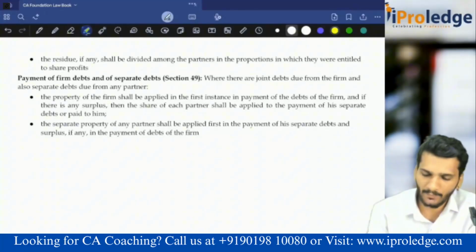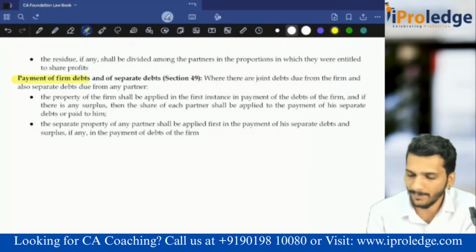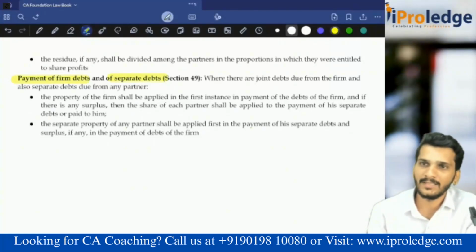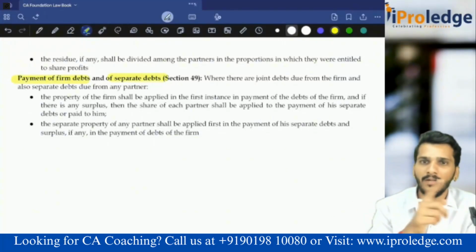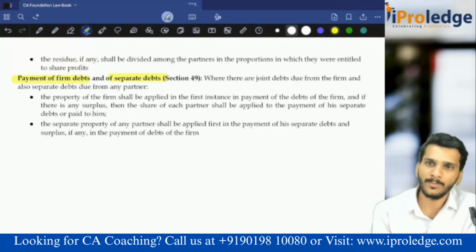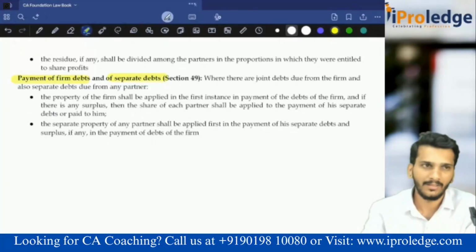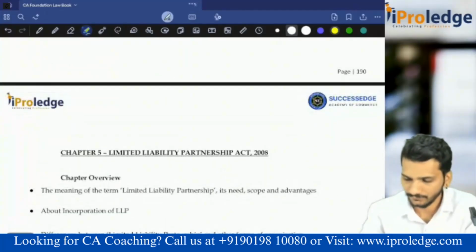The same thing. This is also we discussed. Payment of firm's debt and separate debts. If there is separate debt, separate property is used first for separate debt. If there is any property left, then for partnership debt. Partnership property is used first for partnership debt. Then if there is anything left, then personal debt. That's it.